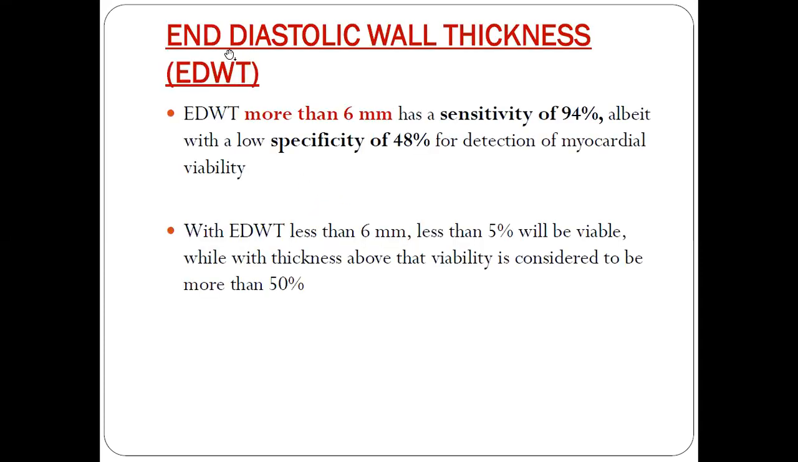Coming to 2D echo, 2D echo in assessment of myocardial viability. It is found that if the end diastolic wall thickness is more than 6 millimeters, it has a sensitivity of 94% with a specificity of 48% for detection of myocardial viability. So that means if the end diastolic wall thickness is less than 6 millimeters, less than 5% will be viable. If it is less than 6 millimeters, it means that viability is not there.